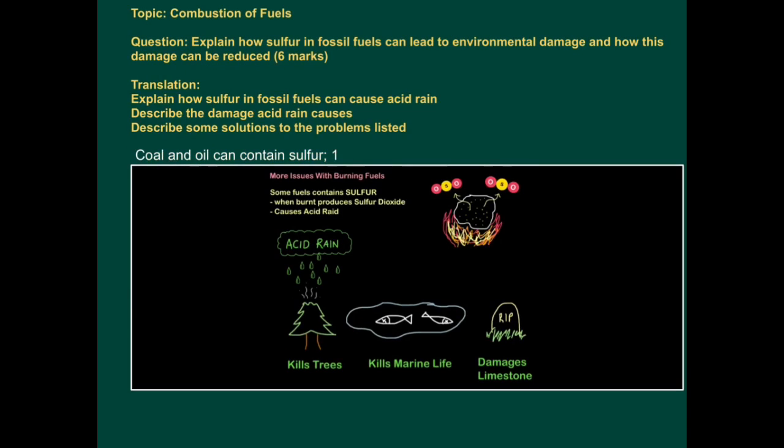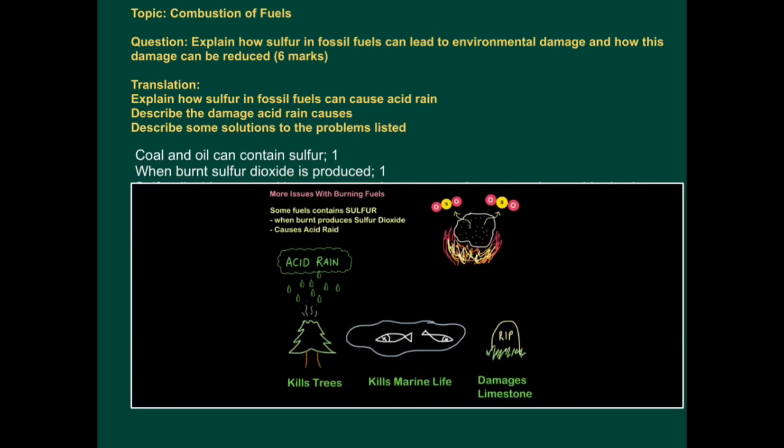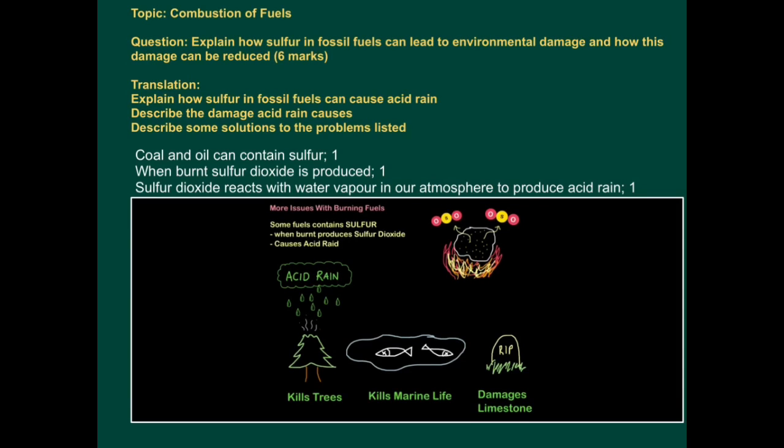So firstly, you have to acknowledge that certain fossil fuels like coal and oil can contain sulfur for 1 mark. When sulfur is burnt, sulfur dioxide is produced. Now, sulfur dioxide is an acidic gas, and when it reacts with water vapor in our atmosphere, it produces acid rain. So this is the pollutant that's going to cause the problem.